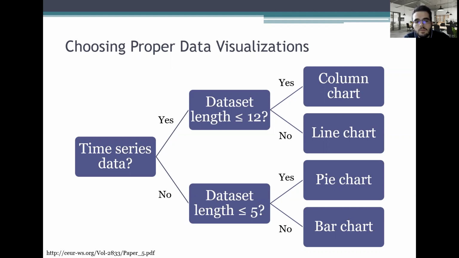But if we are dealing with a different kind of data, not time series data, we can check the data set length. If it's less than or equal to 5, then we can use a pie chart to show parts of the whole data volume in a more attractive way for the human eye. But otherwise, a pie chart won't be efficient if we're using more than 5 records in the data set. This is why bar charts are more appropriate in such cases.